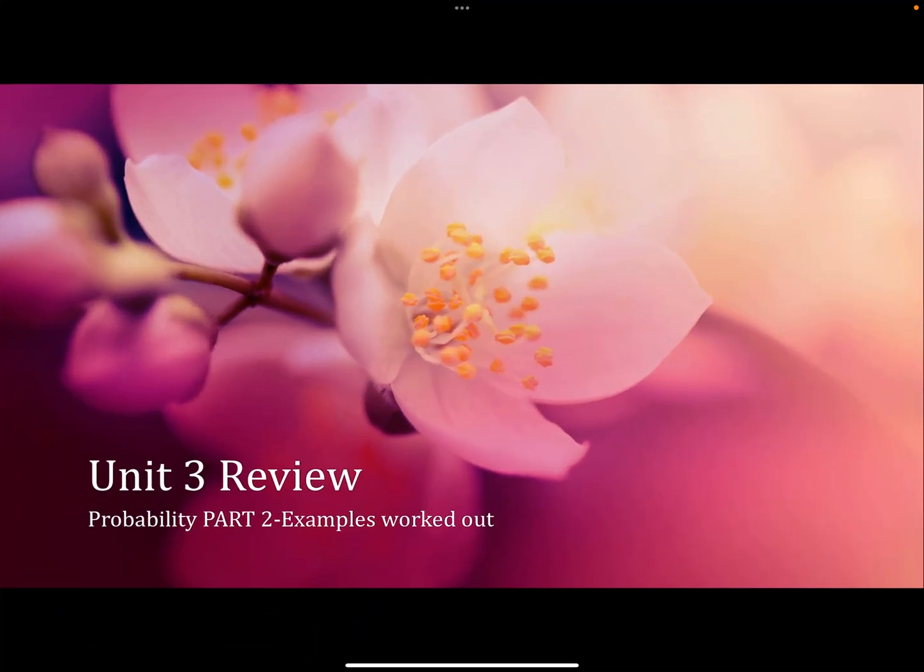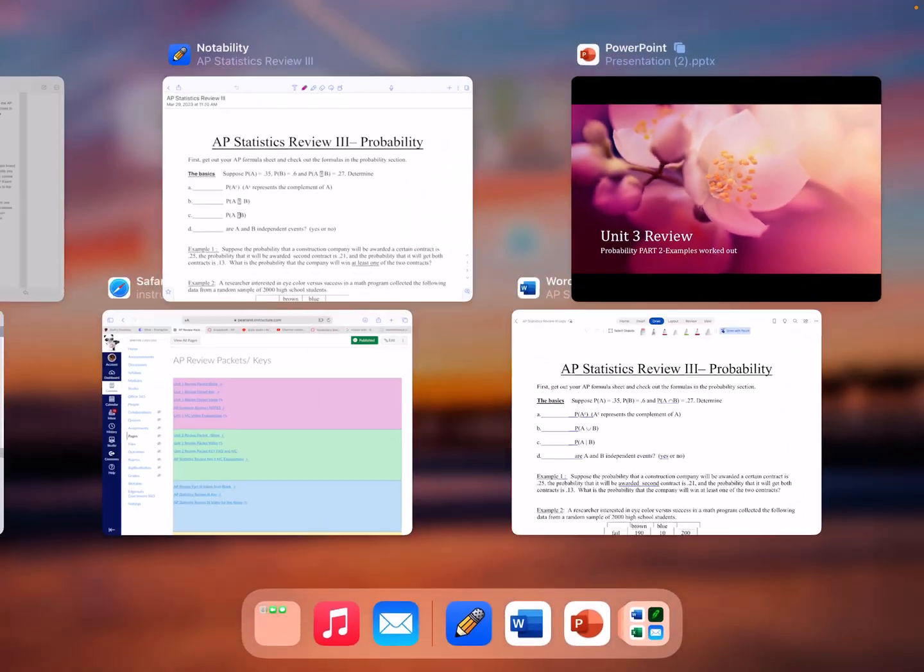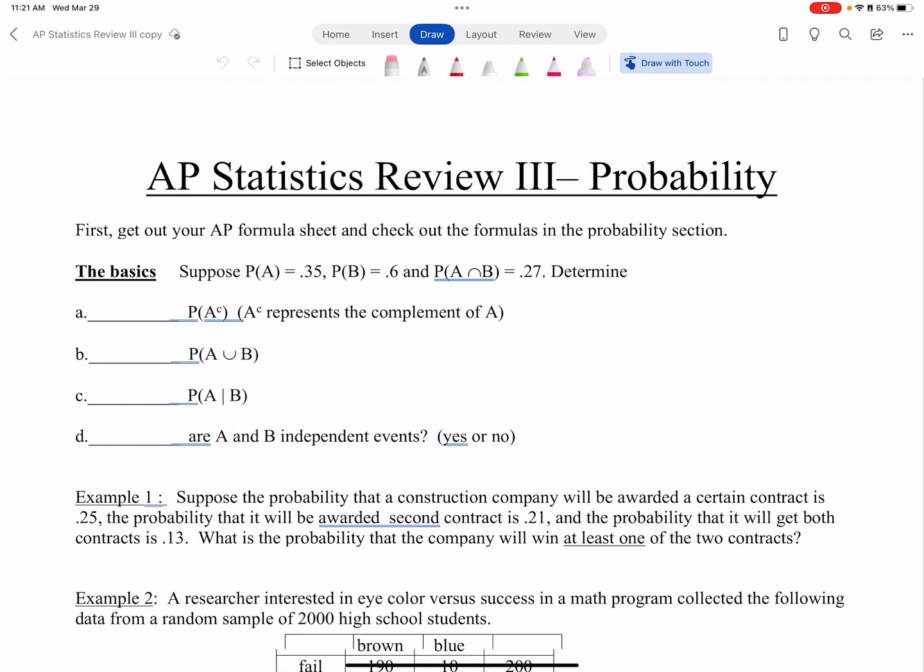Unit 3, review, probability, part 2, examples worked out. All right, turn to this part of your packet, and let's go ahead and work all the different examples out.